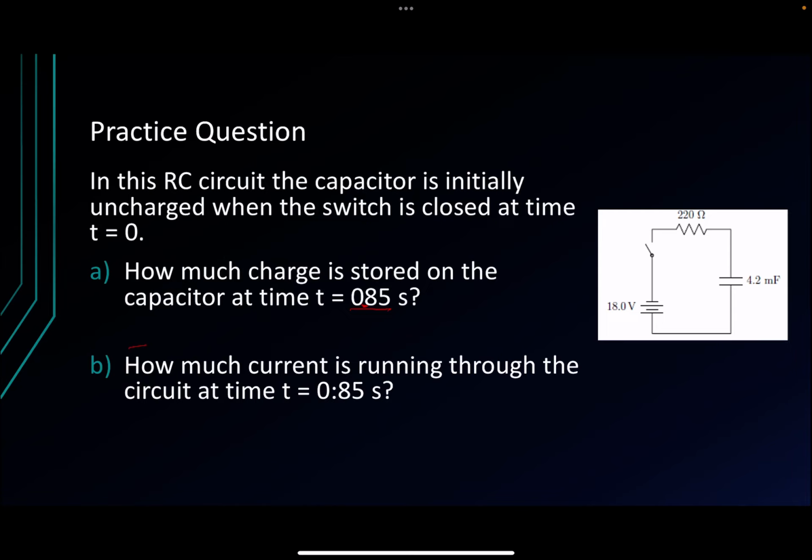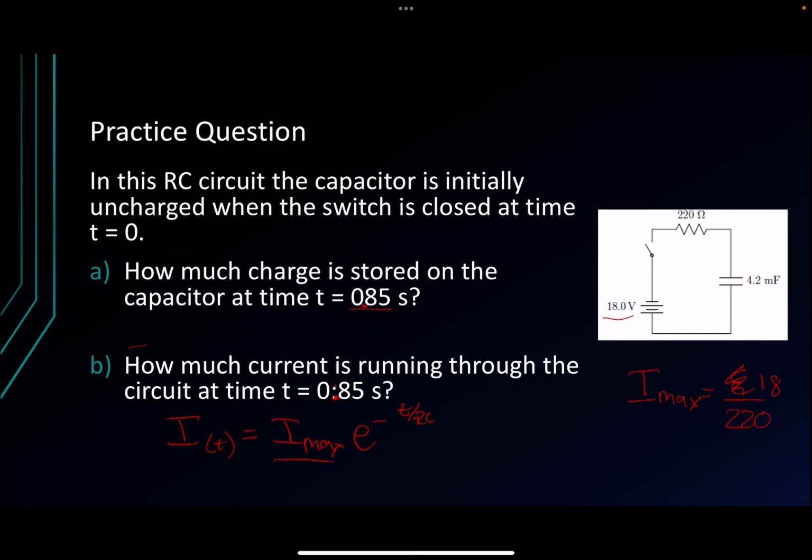So how much current is running through the circuit at time 0.85? Wow, my decimal places got funny on this version, sorry. Okay, so that's where we're going to use that our current at any point in time is going to be our current maximum times e to the negative t over tau, or RC. All right, but we're not sure what the maximum current is, but again, your maximum current is going to be your total voltage, which is 18 volts, divided by our 220 resistor. So that's going to be 18 volts divided by our 220.